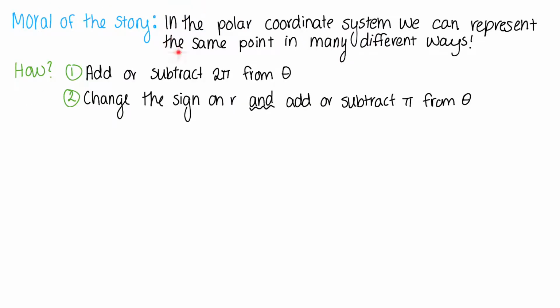So what I said, we can represent the same point in many ways. The way that you represent points differently, you can add or subtract 2 pi from theta to make coterminal angles. That's one option. The second option is changing the sign on r. So if it's positive, make it negative. If it's negative, make it positive. And then add or subtract pi from theta. Let's do some examples of that.